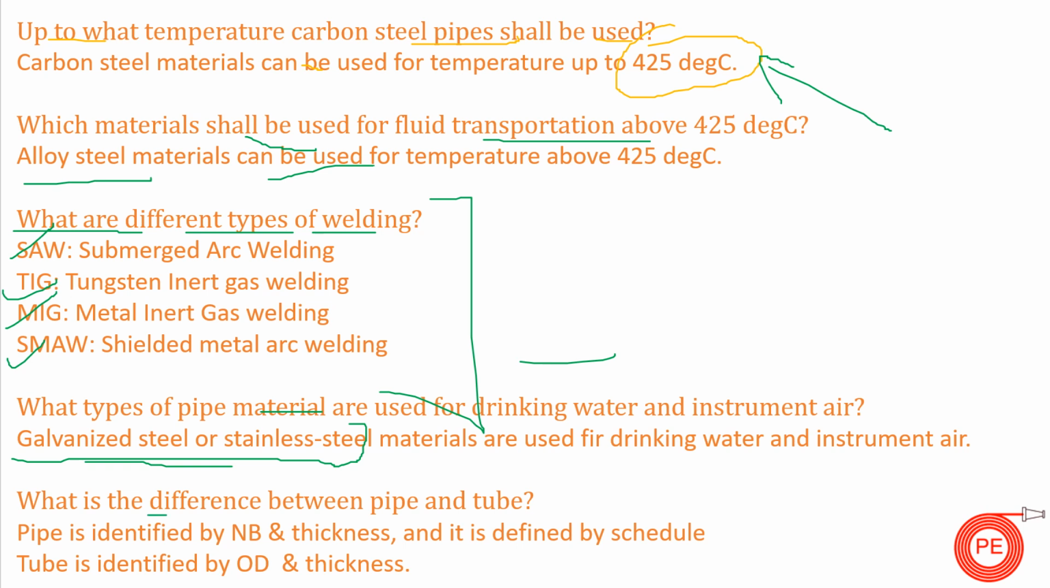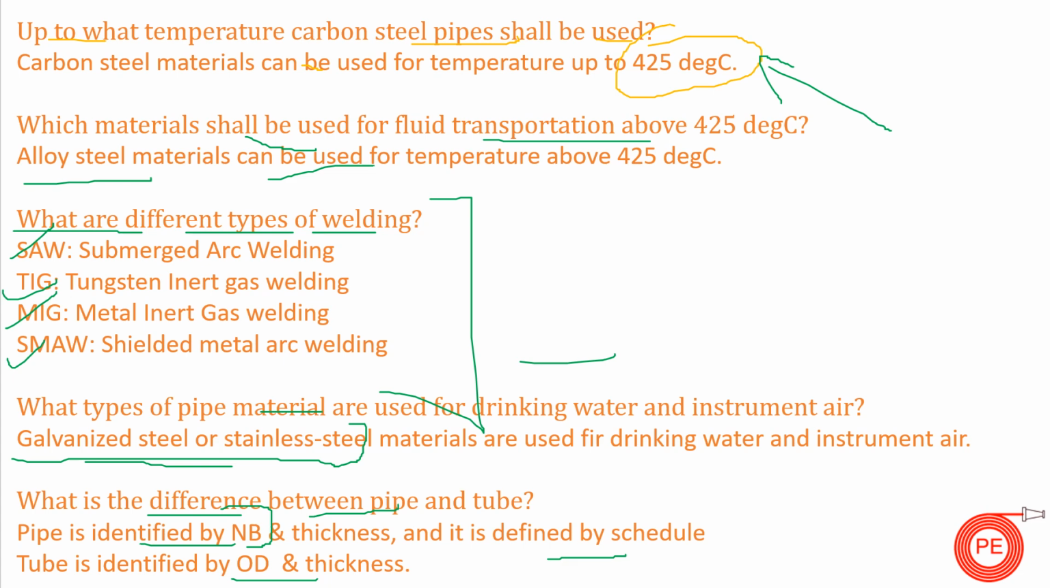Moving on to the next question, guys. Basic question: what is the difference between your pipe and tube? So pipe, again, is identified by your nominal bore, then thickness, and it is defined by schedule. So when we go to market and we need to buy a pipe, we say please provide us a DN200 pipe of schedule 40. Similarly, a tube is identified by OD and thickness. So that is the basic difference when we go for the procurement of a pipe and a tube, and we identify these two differently based on OD and thickness and schedule number.